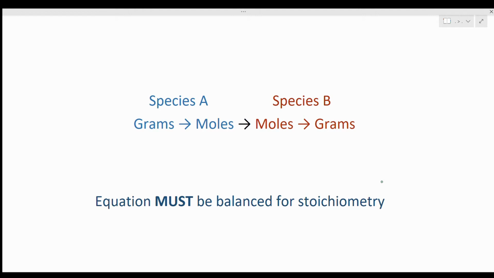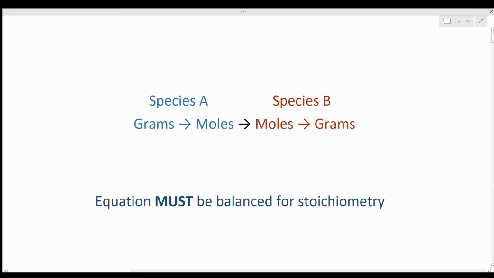And to do that, you have to go through this map of grams to moles to moles to grams. You cannot go directly from grams to grams. You must go through moles. And the mole relationships between the two species are taken from the balanced equation, which leads us to the next part, this note here, where I tell you that the equation that you're working with must be balanced in order for the stoichiometric problem to work out.